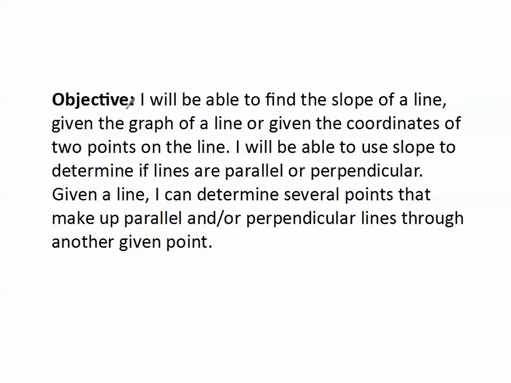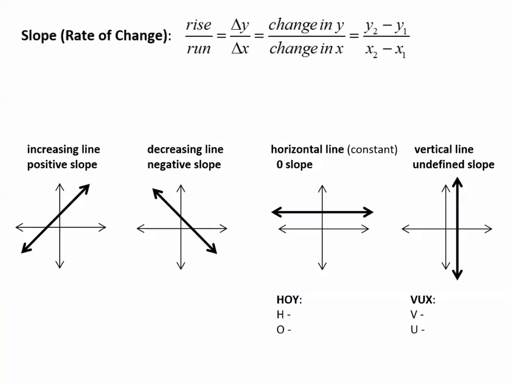The objective in this lesson is to be able to find the slope of a line given the graph of a line or given the coordinates of 2 points on the line. Also to be able to use slope to determine if lines are parallel or perpendicular. Given a line, we will be able to determine several points that make up parallel and/or perpendicular lines through another given point. Let's begin by recalling what is slope.